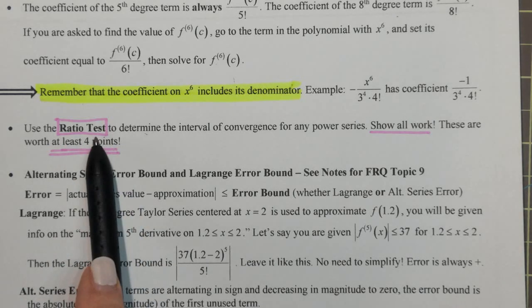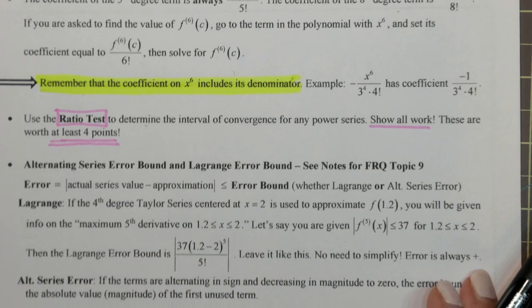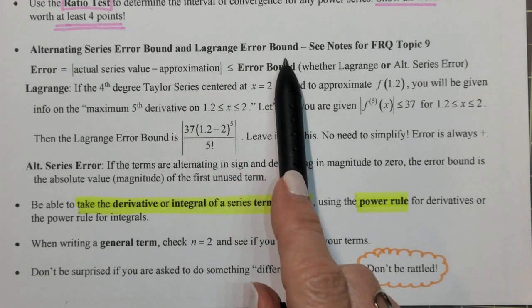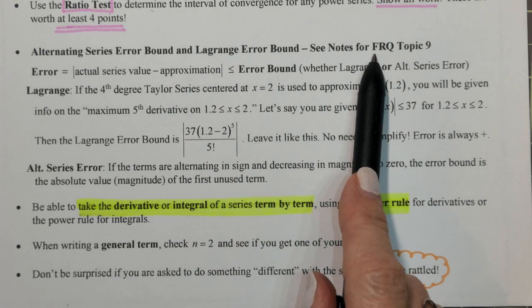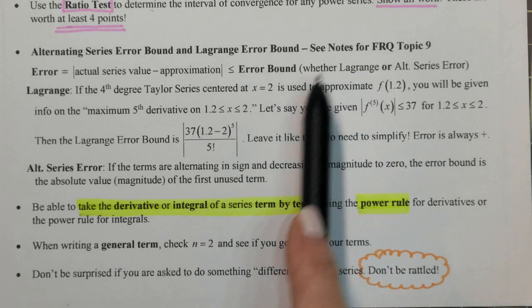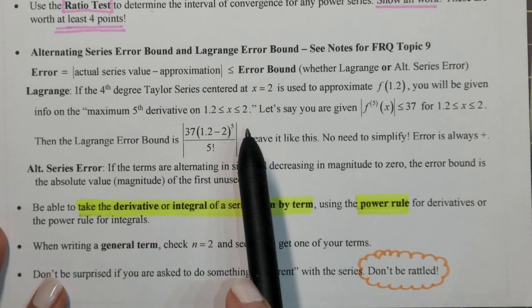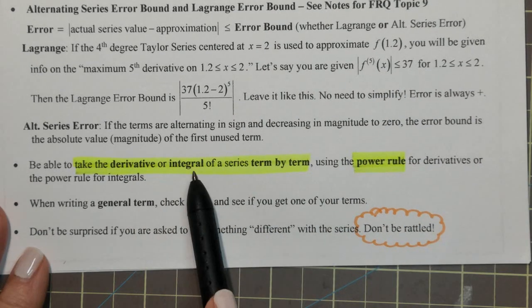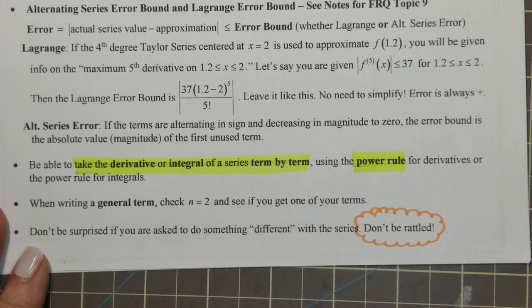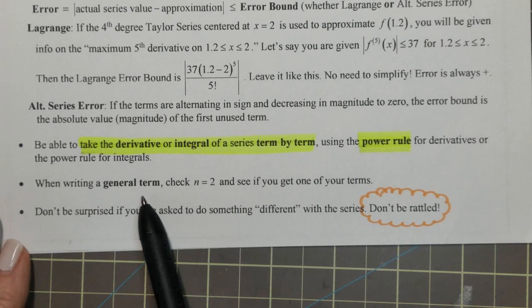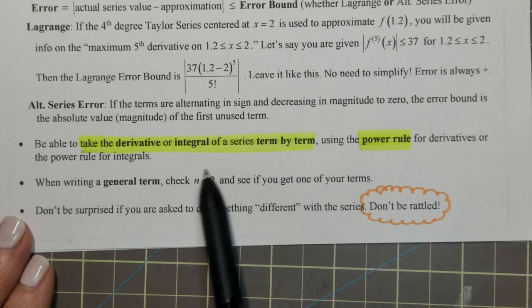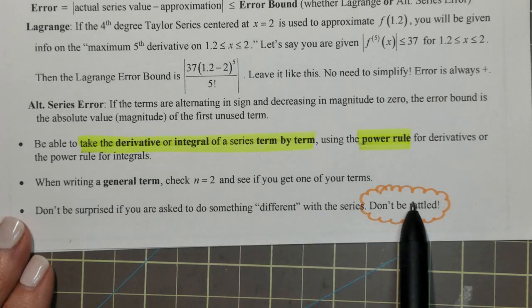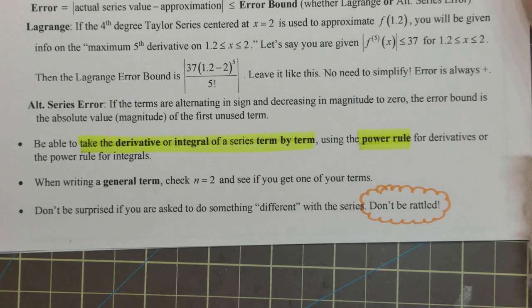Use the ratio test to determine intervals of convergence. Show all work. Those are worth a lot of points. Alternating series error bound, Lagrange error bound, see the notes that we did for topic 9 on that. It went into far more detail in topic 9. Be able to take the derivative or integral of a series term by term using the power rule. If you're asked to write a general term, you can always check it, plugging in a value of n to see if you get one of your terms. And don't be rattled if they ask you to do something that is a little bit different.